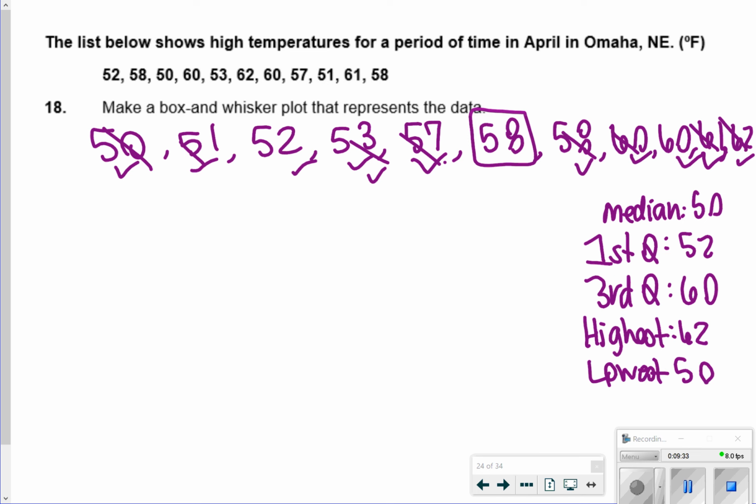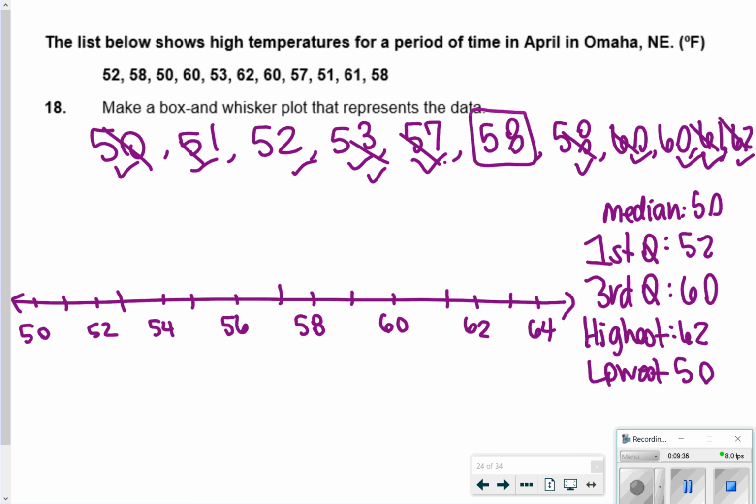So now I'm ready to plot all of these points on my number line. So what I did is I went up by 2s, but I still showed each interval by 1, and I just started with the lowest number because they were all pretty much within about a 12 degree range.